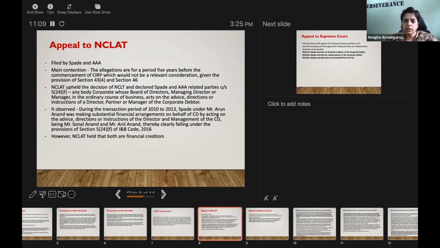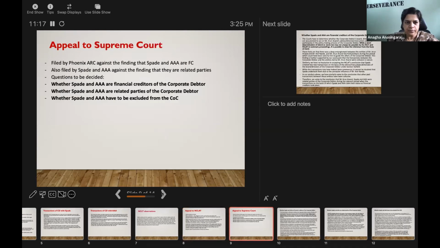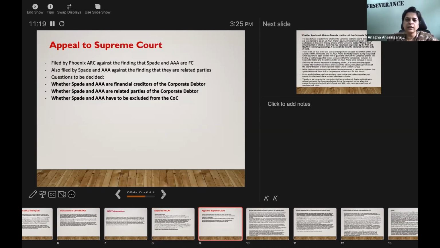However, NCLAT held that both are financial creditors. Even though they said that they are related parties, NCLAT held that both are financial creditors. Now, against this decision that these two are financial creditors, ARC filed an appeal in the Supreme Court saying that these are not FCs. And Spade and AAA also filed an appeal in the Supreme Court against the finding that they are related parties. So both sides filed counter appeals before the Supreme Court.